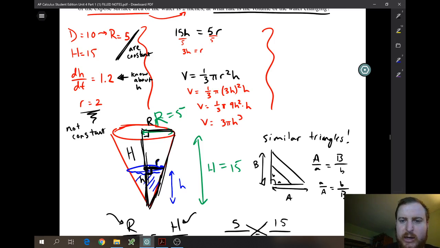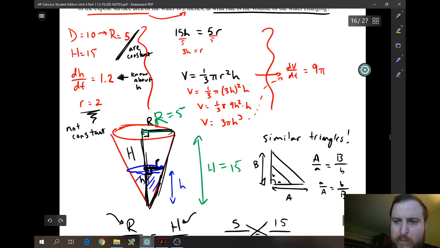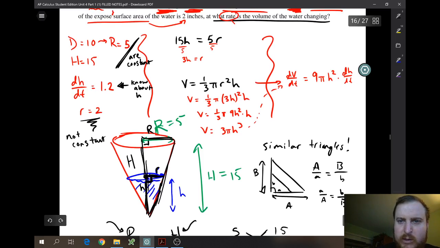Now I can take the derivative of it. So I can say dV dt equals, and really I'm taking the derivative of this guy down there. The 3 pi h cubed is going to come down and make us have 9 pi h squared, but then times dh dt, right? We always need to do that implicit part. Now I can start plugging in, and we're solving for what rate the volume is changing, so we're solving for dV dt. We know we can't plug that in. And when we get to h, we kind of have an issue. We don't know what h is. Now, we do know that dh dt is 1.2, but we don't know what h is, but that's okay.